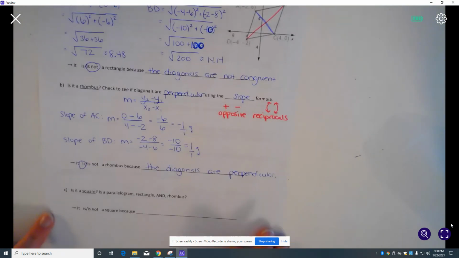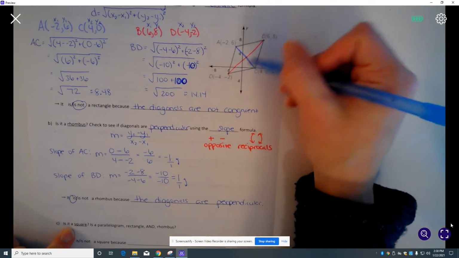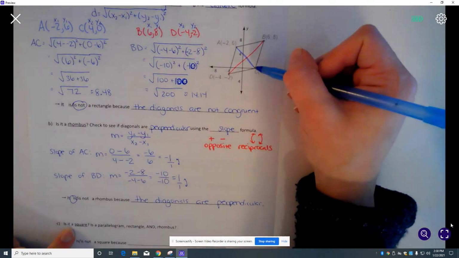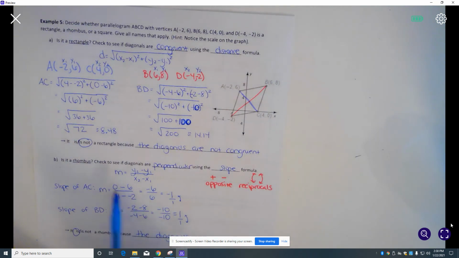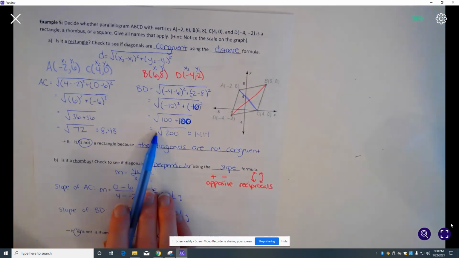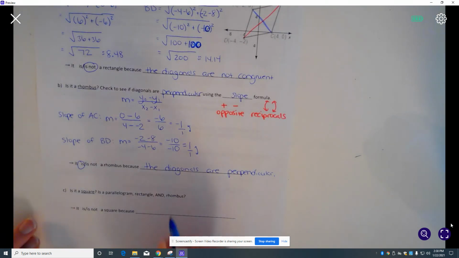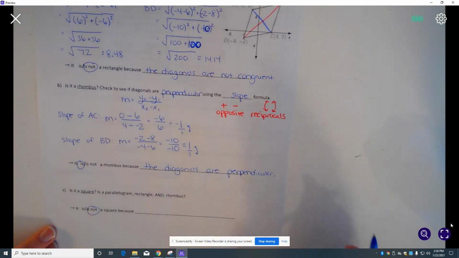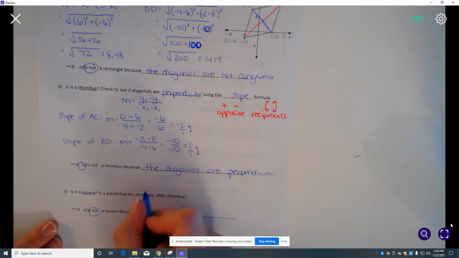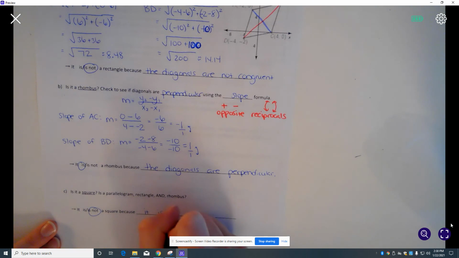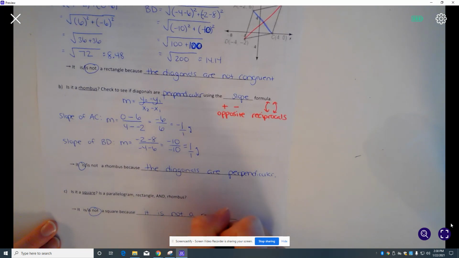So lastly, we want to know, is this then a square? Remember, to be a square, it has to be a rhombus and a rectangle. So we have already established that it's not a rectangle. So guess what? That means it cannot be a square. So this is not a square because it is not a rectangle.